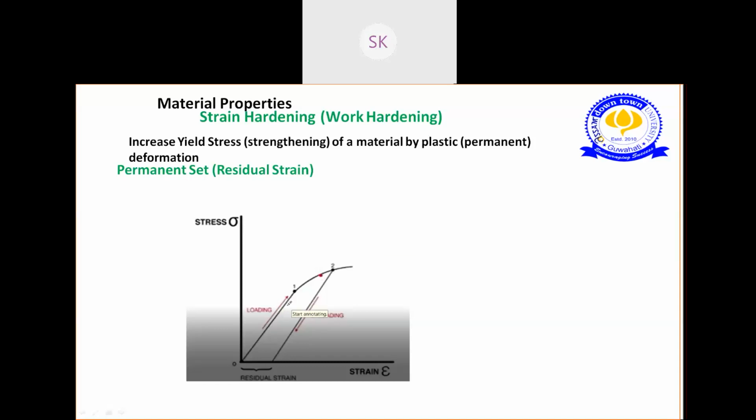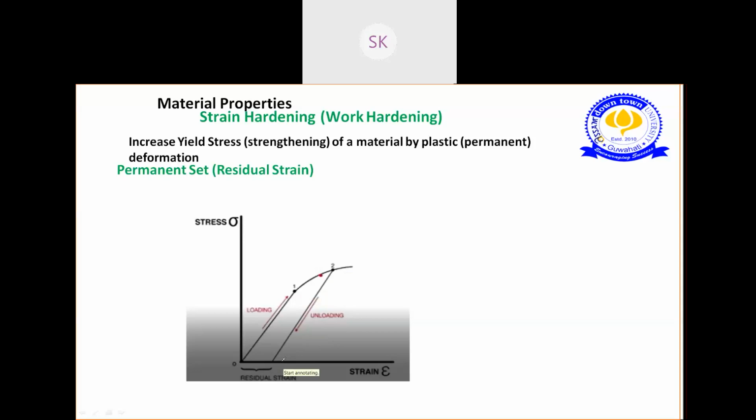Here is the graph of the concept of strain hardening and permanent set. Suppose we have a material and we load it up to a point 1, where it starts to yield, and let's go up to some point 2, where we will unload it. We stretched our member to point 1, where it starts yielding, showing deformation, and then we moved to point 2. After reaching 2, we unloaded the member.